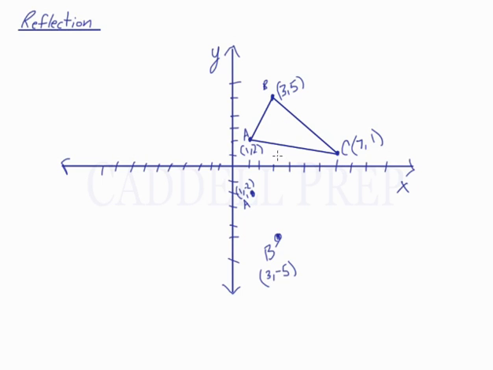Look at point C, it's at 7, 1. So it's 1 point above the x-axis. So we're going to go 1 point below the x-axis. So C is at 7, negative 1. Let's just connect these. And we see our reflection over the x-axis.